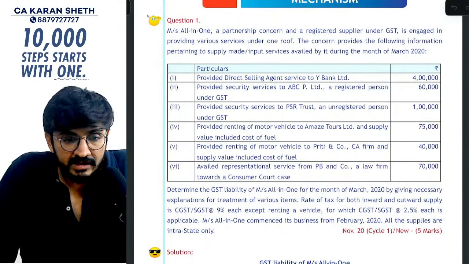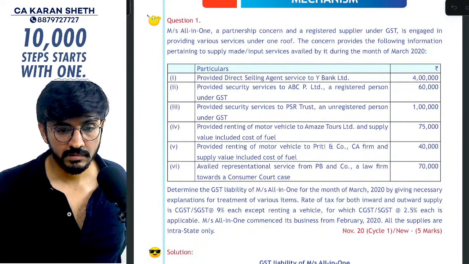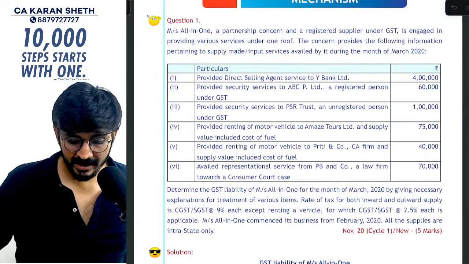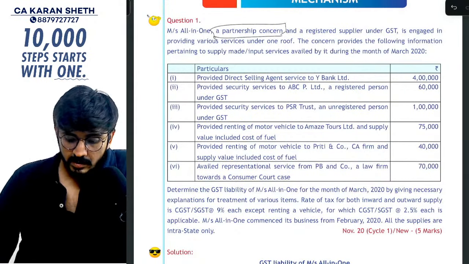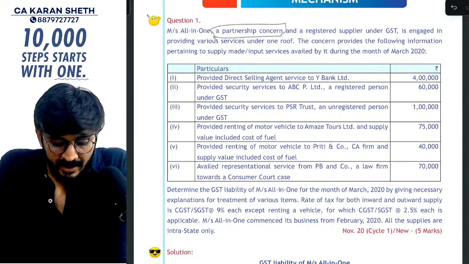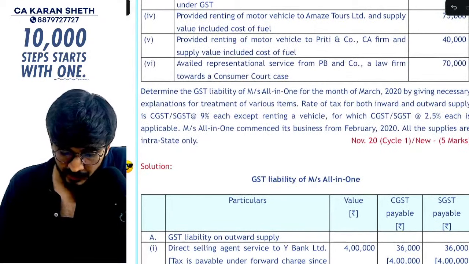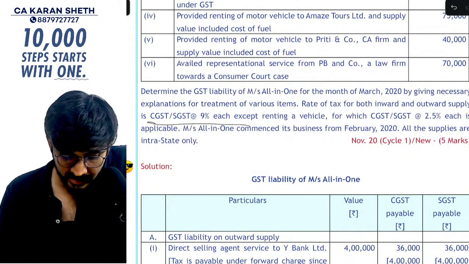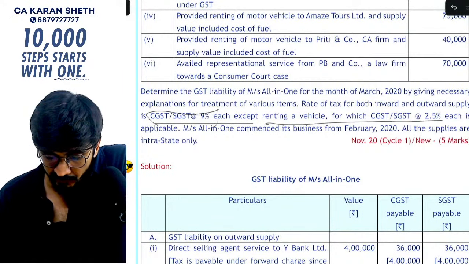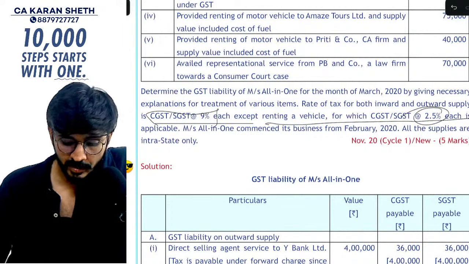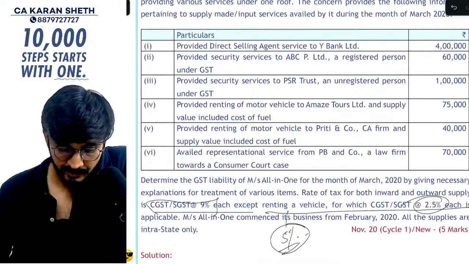Measures All in One, a partnership firm. So understand, supplier is a partnership firm. Okay, remember this, right? And it's a registered person and it has provided services. So let's see what that is. There is some information given here that for all the services GST rate is 9% plus 9%, that is 18%, but in case of renting of vehicle service it is 2.5% plus 2.5%, so the renting rate is 5%. Okay, come on, quickly.